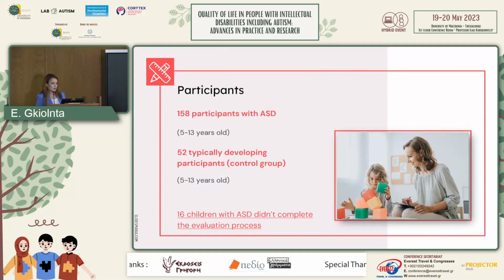The participants were 158 participants with ASD between 5 and 13 years old. 52 typically developing participants participated as well. They were not included in the 158 I mentioned earlier. And there were 16 children with ASD that didn't complete the evaluation process.